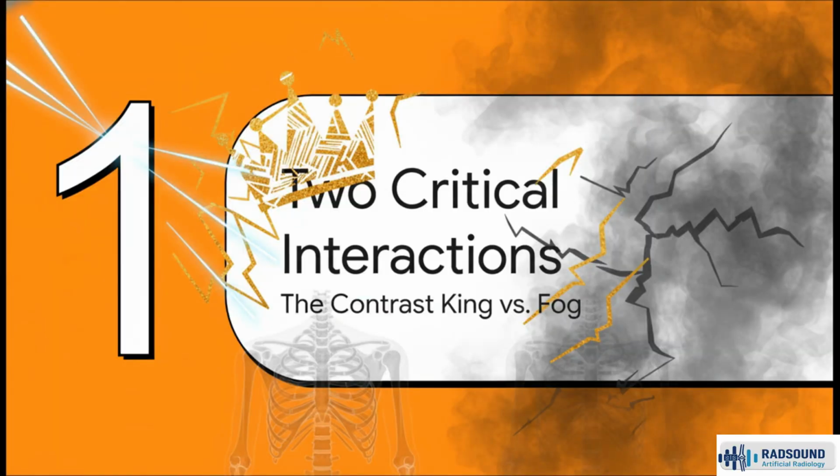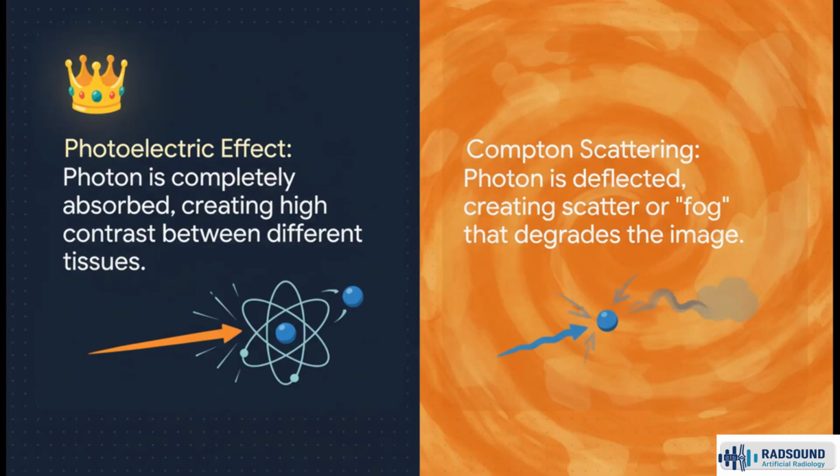Okay, so how does this attenuation actually happen? Now, technically, there are about 5 ways an X-ray photon can interact with matter. But for diagnostic imaging and for your exam, you really only need to care about 2 of them. I want you to think of them as 2 characters in a story. We've got the hero, the one who creates the beautiful contrast we need, and then we've got the villain, the one who just wants to ruin the picture by covering it in fog. So let's meet our characters.